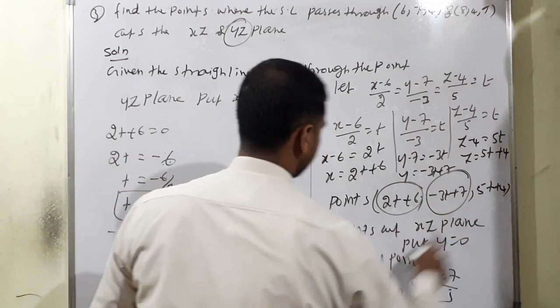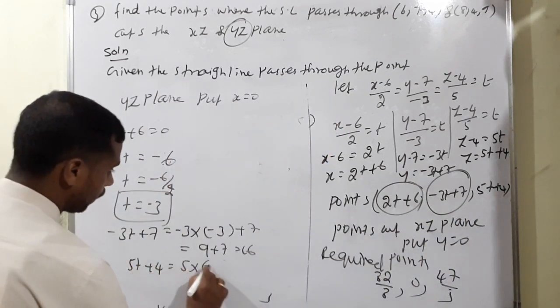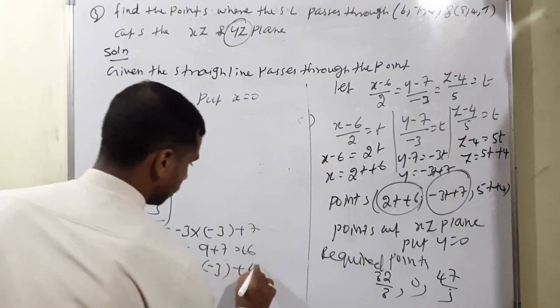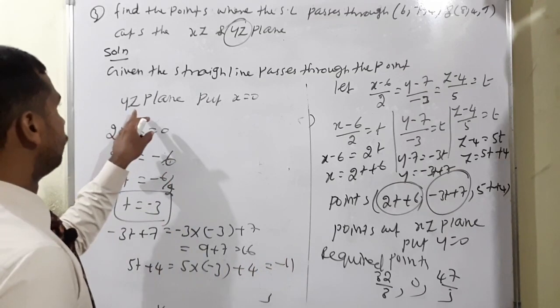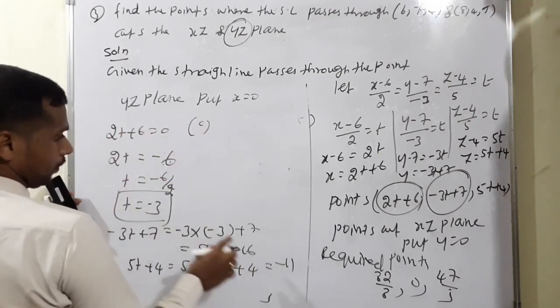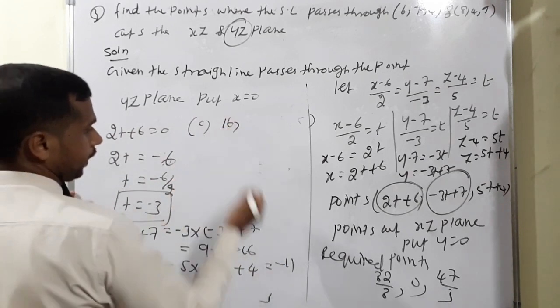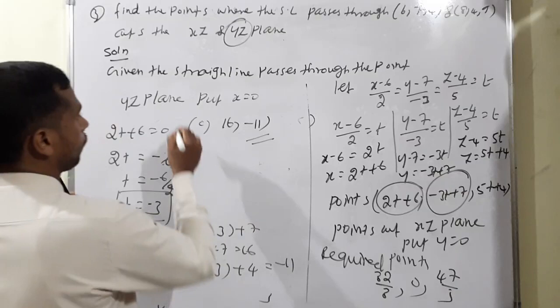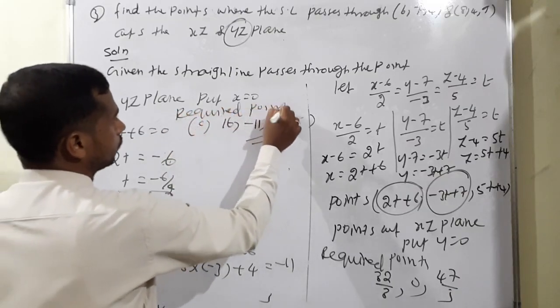Last condition, 5t plus 4. So 5t plus 4 means 5 times minus 3 plus 4. So minus 15 plus 4 means minus 11. Therefore, when y is at plane, x is equal to 0, so the answer is 0, 16, minus 11. This is the required point, okay?